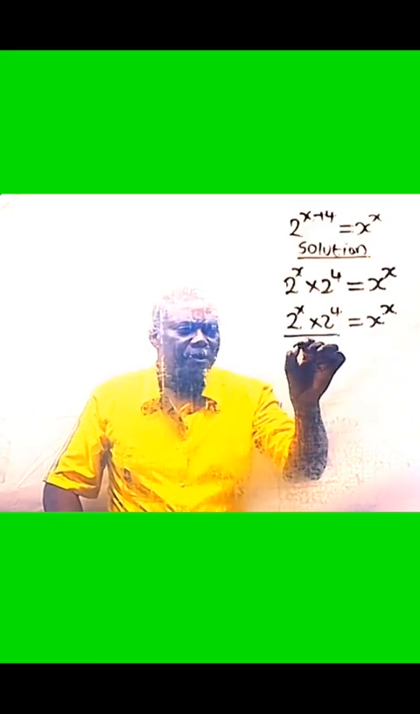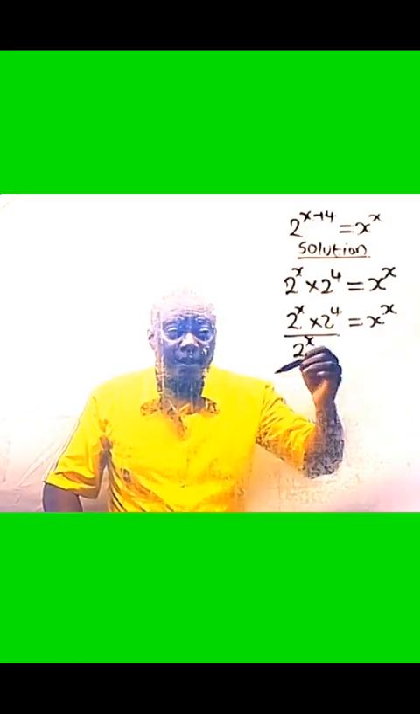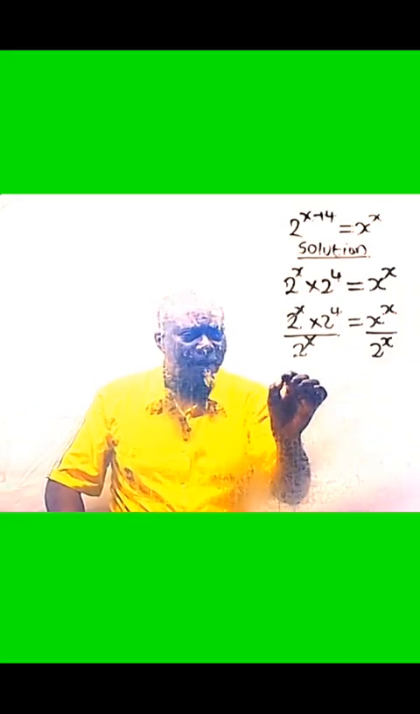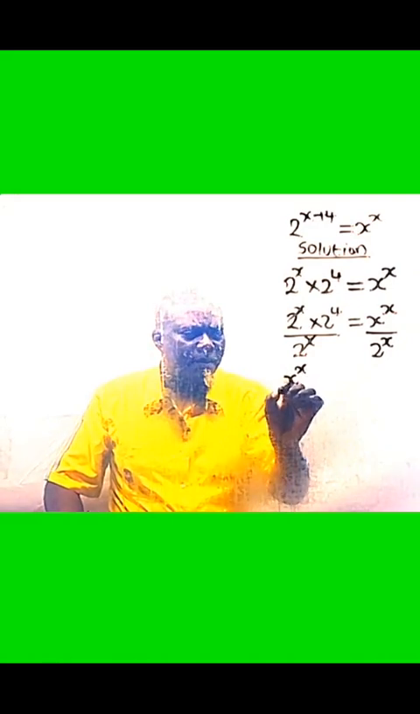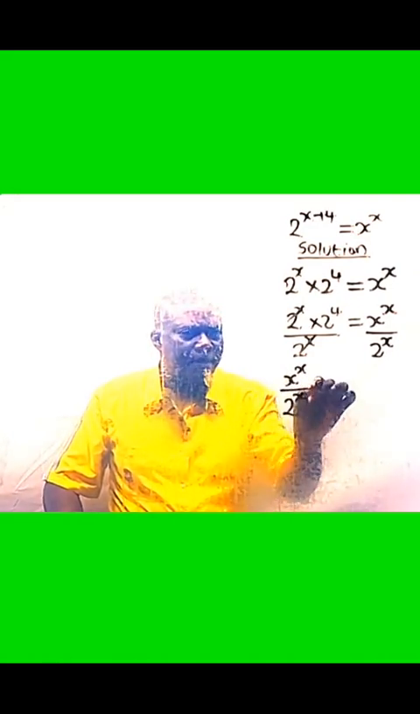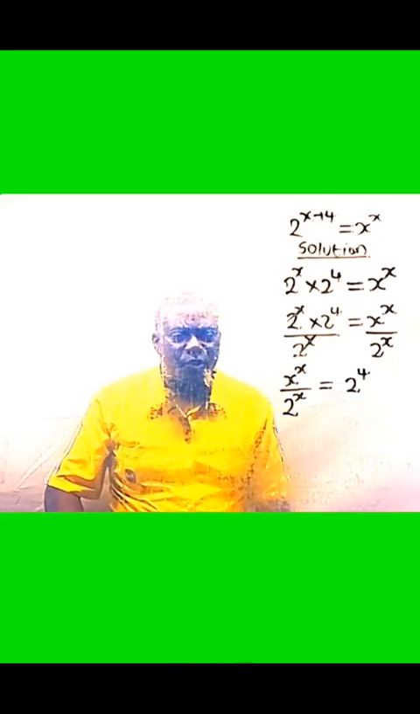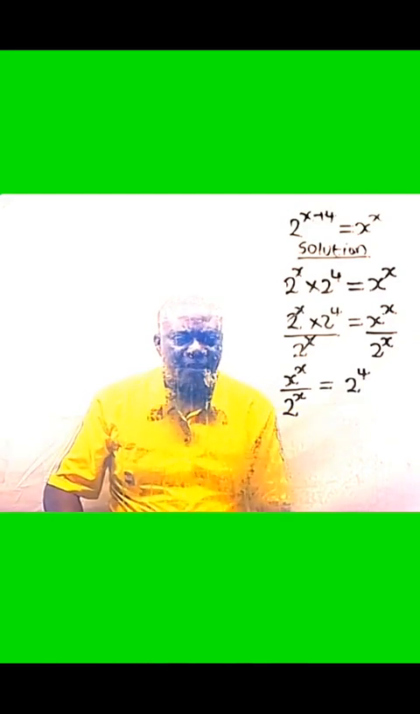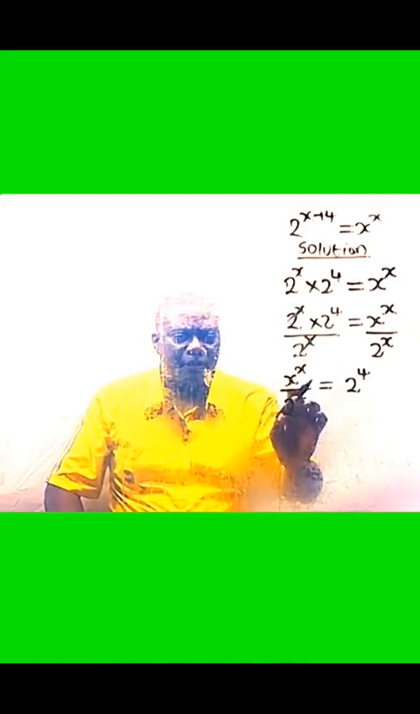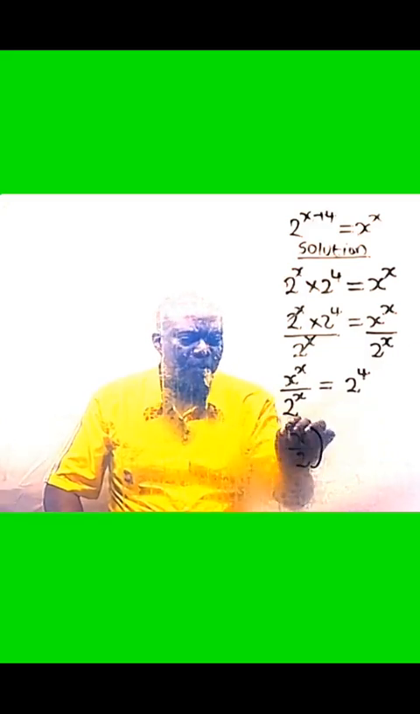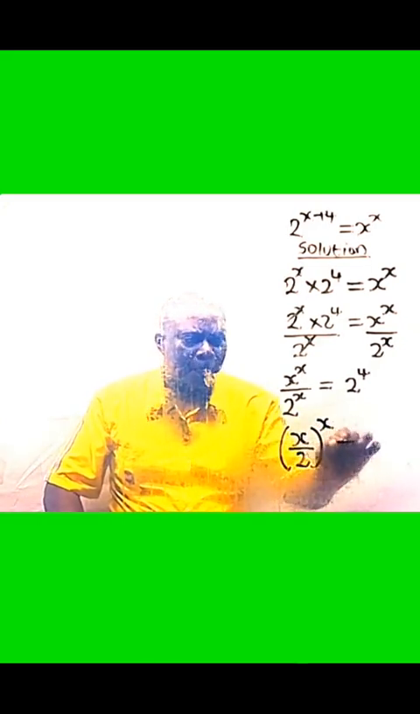So you divide both sides by 2 to the power x so that you have all the x in one side. So 2 to the power x will go. The equation now will be x to the power x all over 2 to the power x equals 2 to the power 4. You can see it's now wearing a new look. But on the left hand side, they have a common power. Therefore, you can write it in the form of x over 2 all to the power of x equals 2 raised to the power 4.